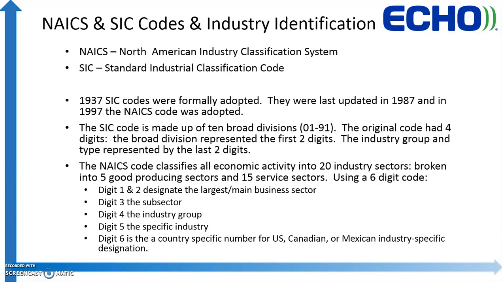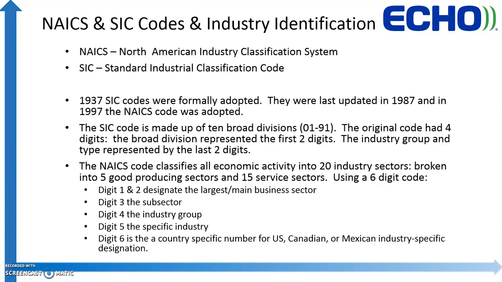The NAICS code classifies all economic activity into 20 industry sectors, broken into 5 goods-producing sectors and 15 service sectors, using a 6-digit code, with digits 1 and 2 designating the largest main business sector, digit 3 the subsector, digit 4 the industry group, digit 5 the specific industry, and digit 6 being country specific for either the US, Canada, or the Mexican industry.